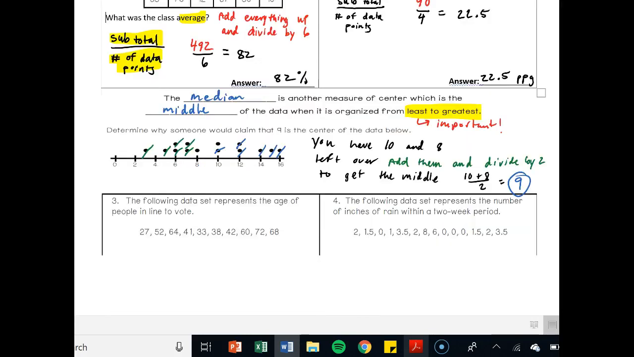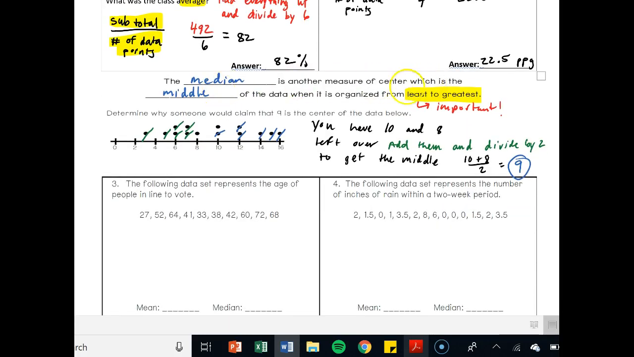All right, the median is another measure of center. It's kind of figuring out what the middle is. You gotta organize the data from least to greatest. That is the most important thing. You have to organize the data from least to greatest. So when we got this dot plot here, it's pretty easy. I just cross off 1 from each end.